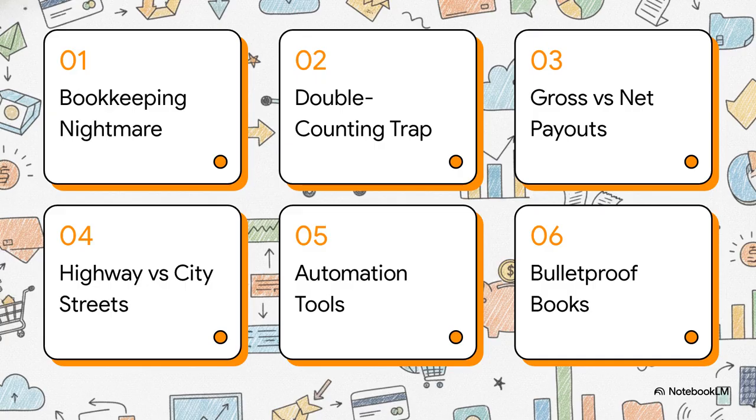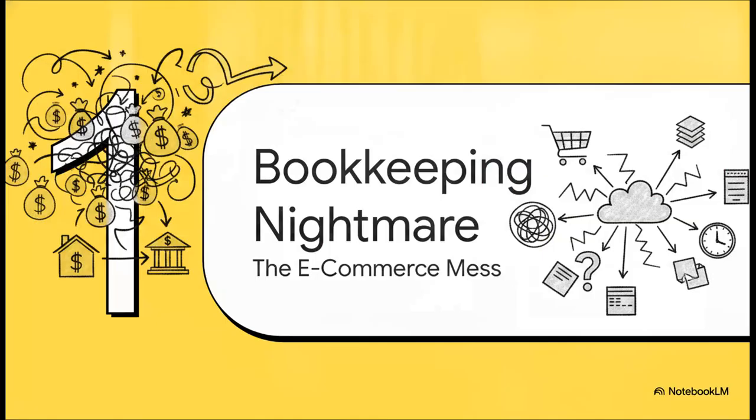But don't panic, we have a roadmap to get you out of this mess. We're going to quickly cover the bookkeeping nightmare, the double counting trap, gross sales versus net payouts, the highway versus city streets philosophies, choosing your actual automation tools, and finally, how to build bulletproof books. Let's jump in. Section 1.